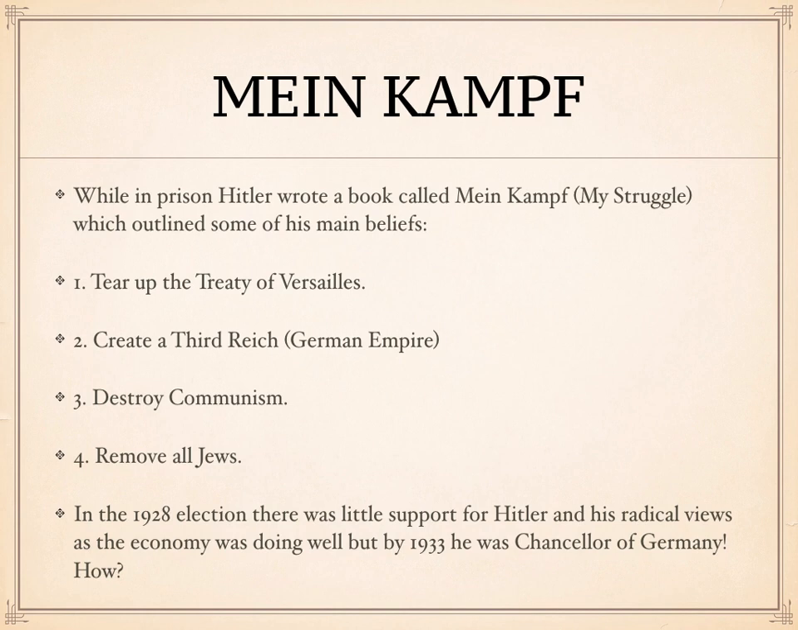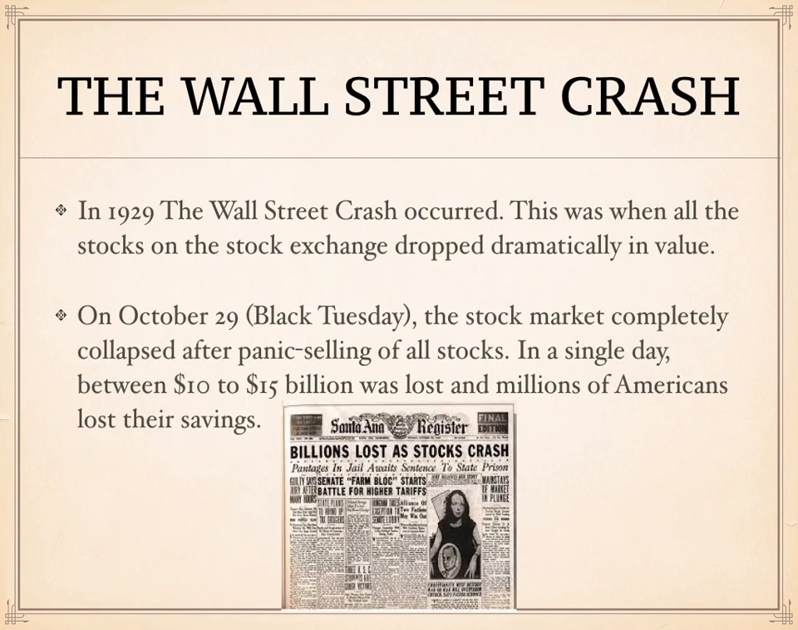In the 1928 election, there was also little support for Hitler and his radical views, as the economy had been doing well. But by 1933, he was the Chancellor of Germany. So how did this happen?